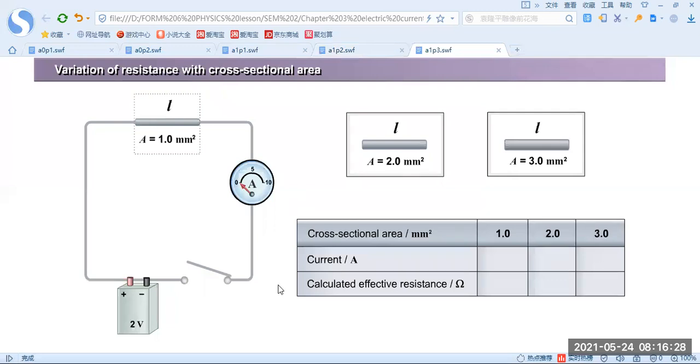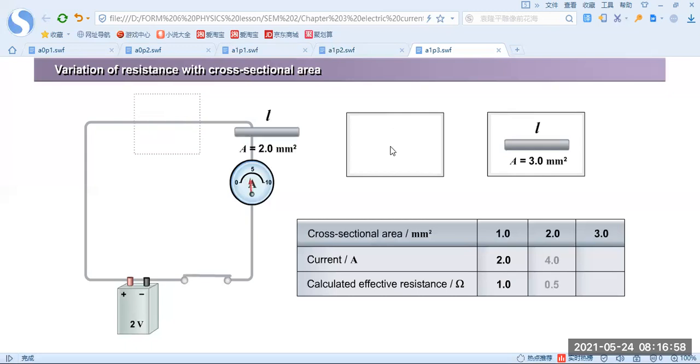This slide shows the variation of resistance with the cross-sectional area. Let's say the cross-sectional area of the first conductor is 1 mm squared. What will happen? We switch on first and we notice that the current increases. Once I replace it, the cross-sectional area of the conductor increases, the effective resistance reduces, and the current in the circuit increases.